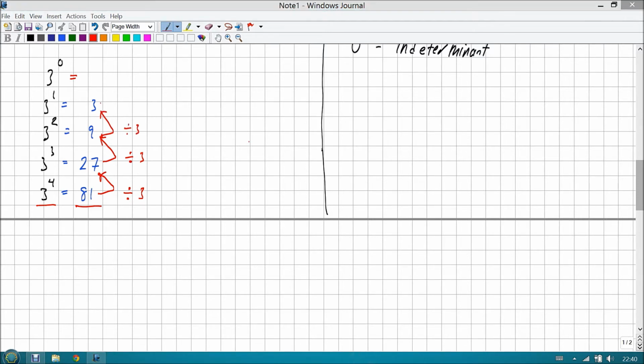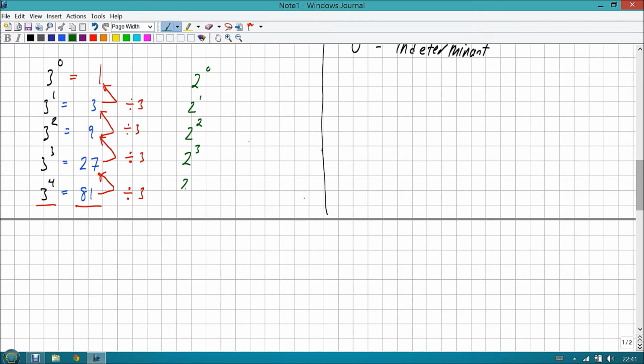So going from 3 to the 1st to 3 to the 0, what do you think we have to do? Well, if we're following the pattern, we would divide by 3. What's 3 divided by itself? 1. Don't believe me? Try another number. Let's try 2. 2 to the 0, 2 to the 1st, 2 to the 2nd, 2 to the 3rd, 2 to the 4th.